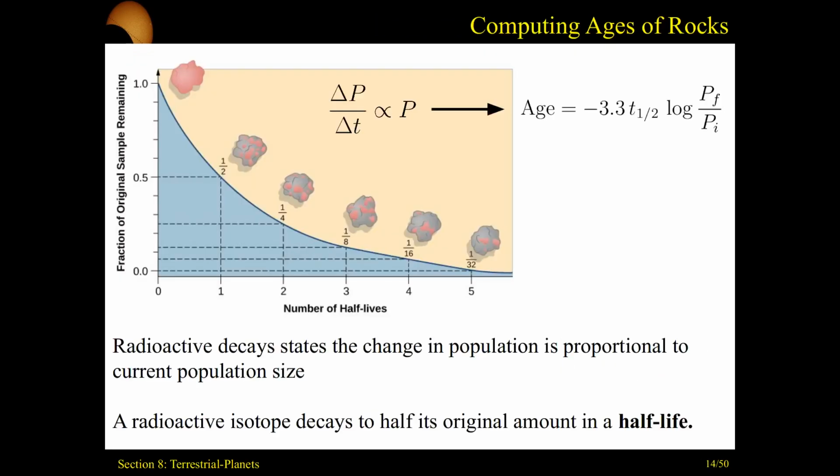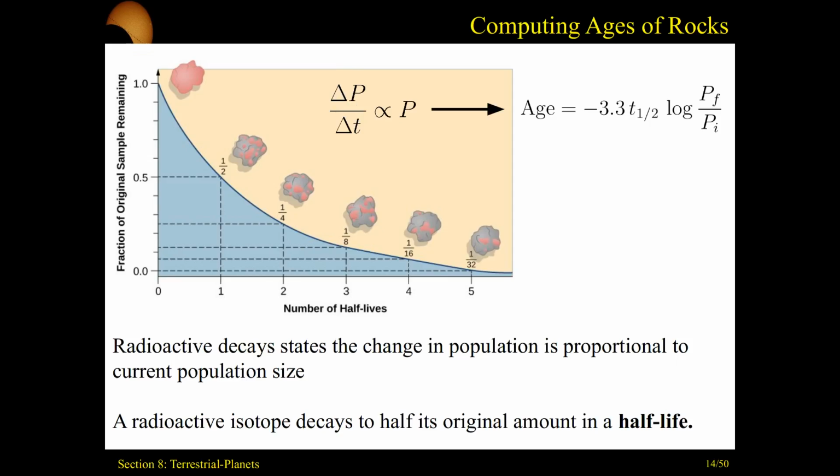Mathematically, you represent the radioactive decay to say that the change in the population, where P is the population, the change in population divided by the change in time, has to be proportional to the current population, right? So if there's a larger population, then the rate that population can change will be greater.